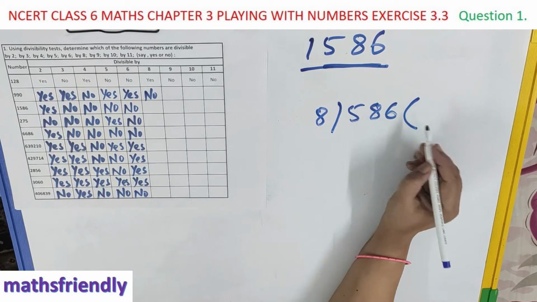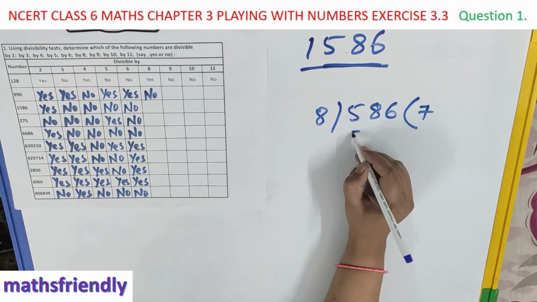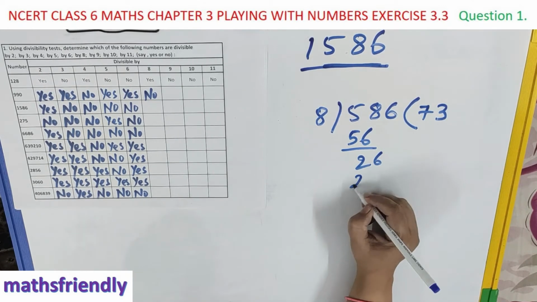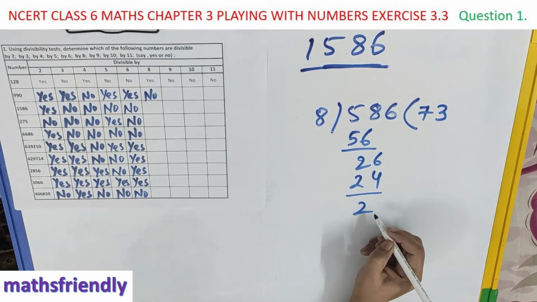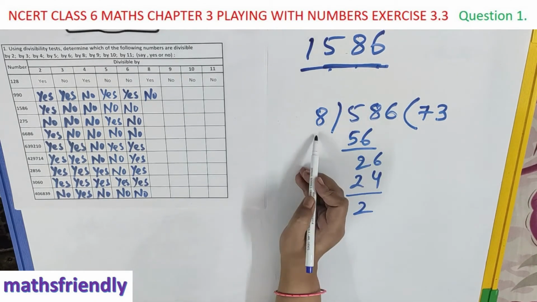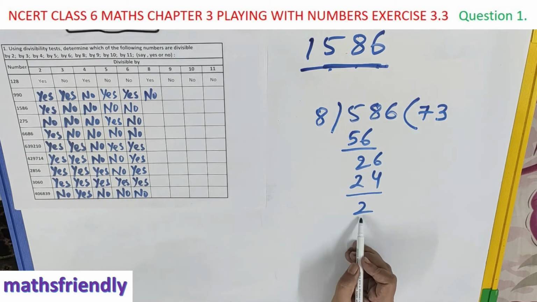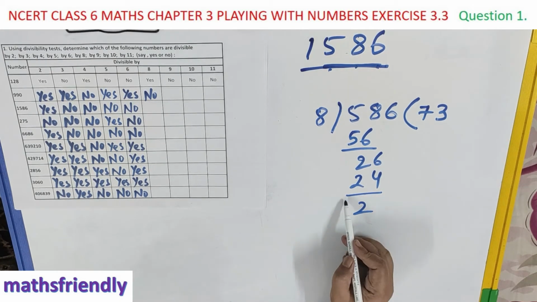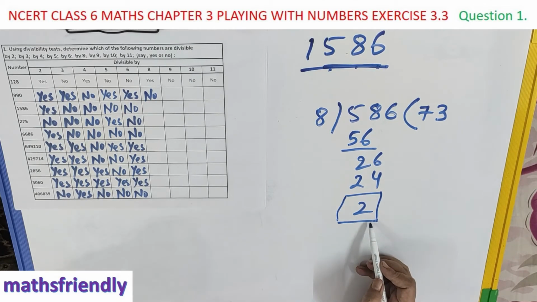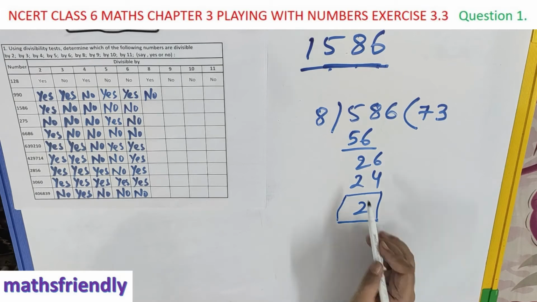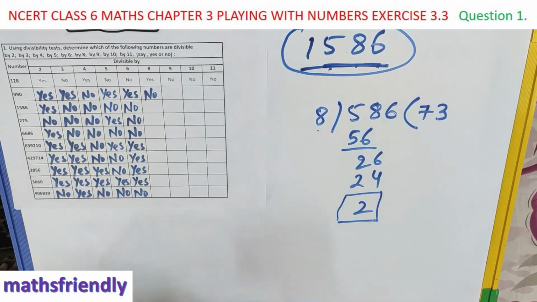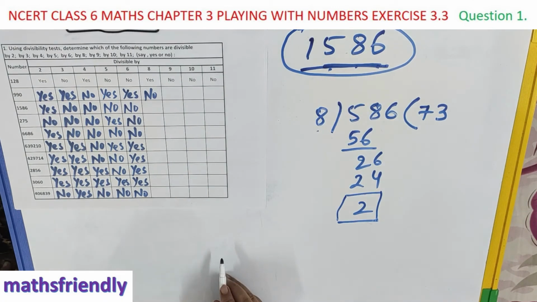Okay, so 8 sevens are 56. 2 is the remainder, 6 comes down, 8 threes are 24, 2 is the remainder. It means the number found by the last 3 digits is not divisible by 8. So why not divisible by 8? Because we are not getting the remainder 0, we are getting a remainder other than 0. It means this number is not divisible by 8.